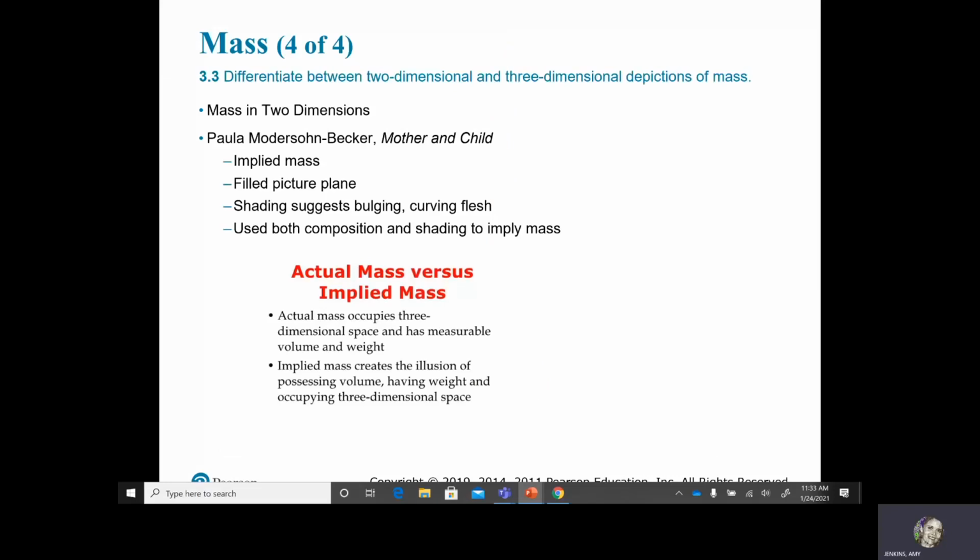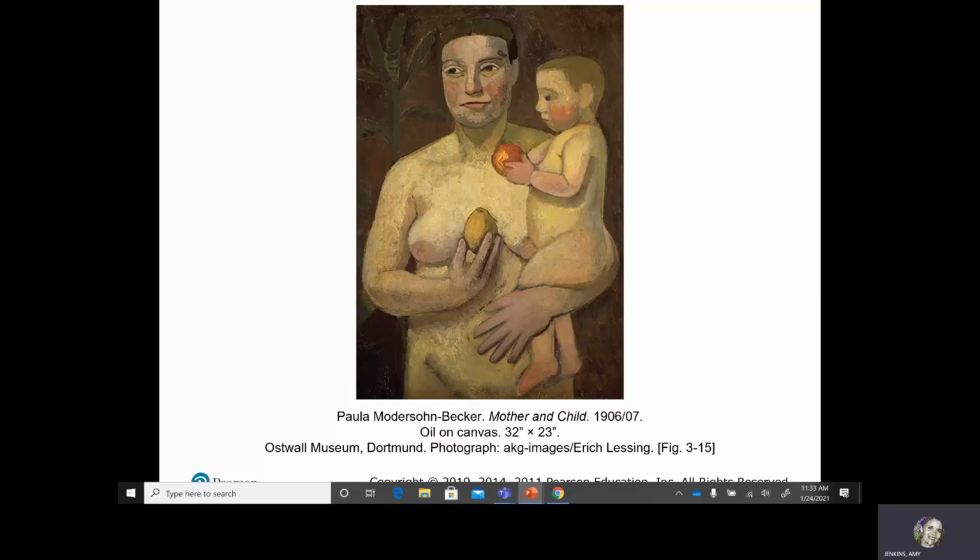Mass in 2 dimensions. We have Paula Modersohn-Becker, mother and child. There's implied mass, fills the picture plane. Shading suggests bulging, curving flesh. Use both composition and shading to imply mass. Here's the image, mother and child.